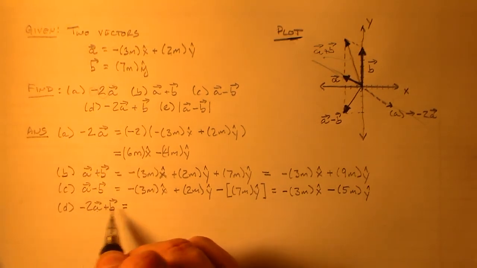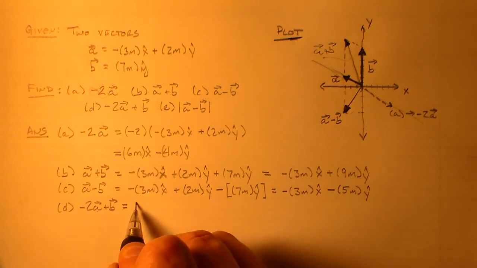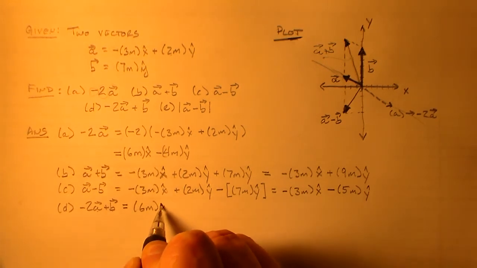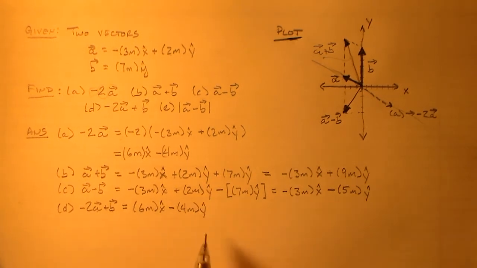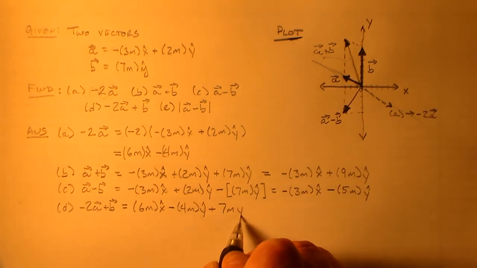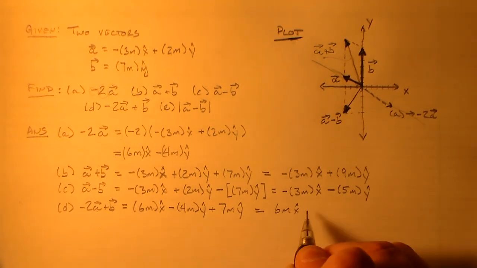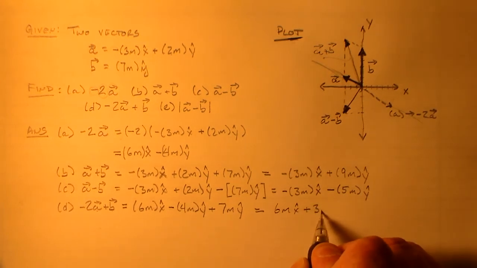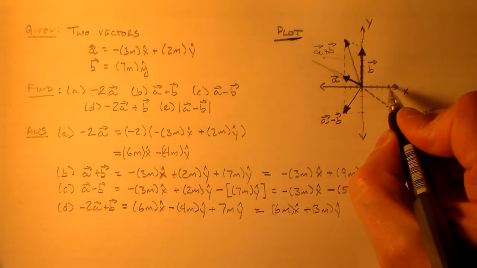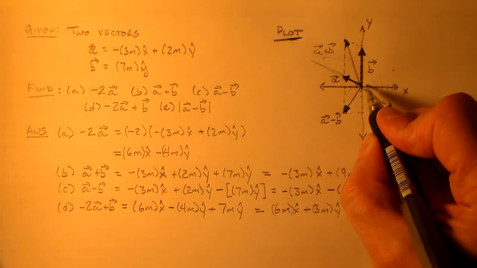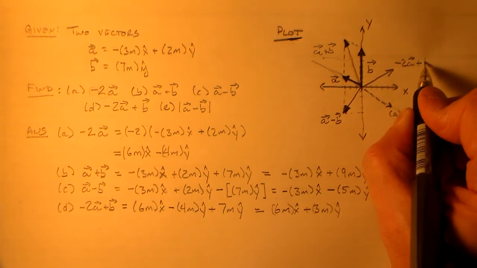Now we've got minus 2 times a plus b, and I could do this operation, but I already did that operation, so I'll just use that previous result: 6 meters minus 4 meters in the y direction plus 7 meters y hat is equal to 6 meters in the x direction plus 3 meters in the y direction. Right, so that's 1, 2, 3, 4, 5, 6. 1, 2, 3. So that's minus 2a plus b.